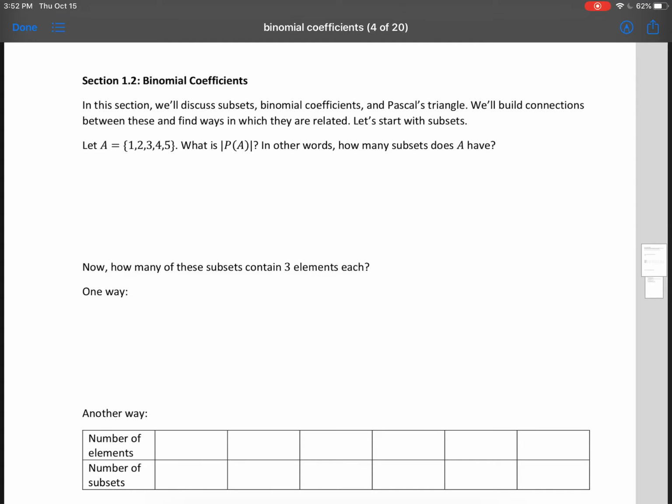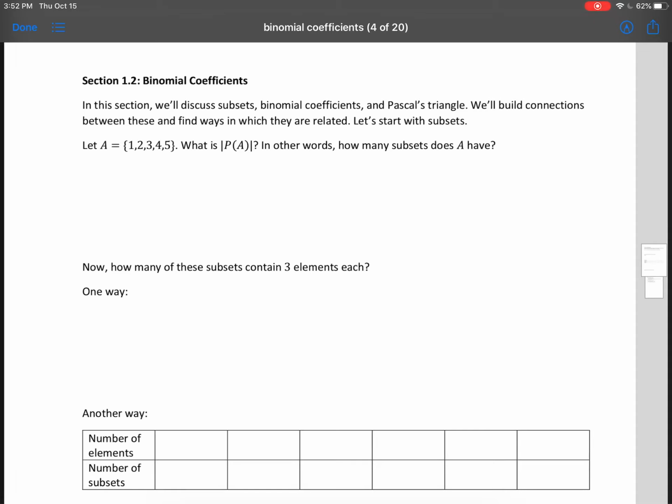All right, so here we're going to talk about binomial coefficients. So that's what this section is called. It covers a couple different things: subsets, binomial coefficients, and Pascal's triangle. There's actually a few more things in this section in your textbook if you're interested in reading that, but these are the things that we are going to focus on.